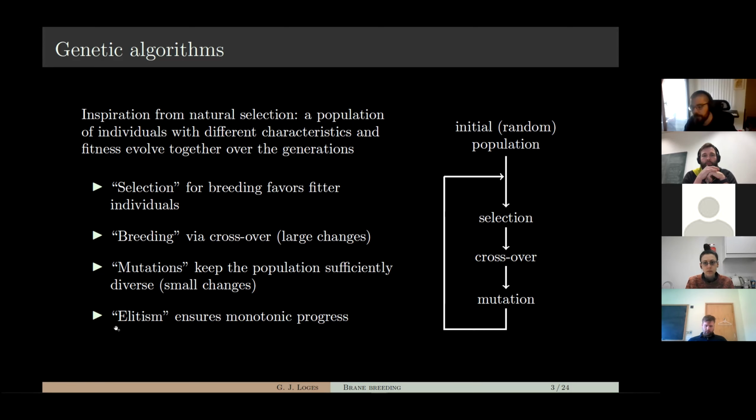There's one extra ingredient one can use, and we'll use it later on, which goes by the name of elitism, which is where you take some proportion of your population, which is the fittest, and copy them over into the next generation. So survival of the fittest, and those will ensure that you never are losing your most fit individuals. So you get monotonic progress towards this optimization problem.